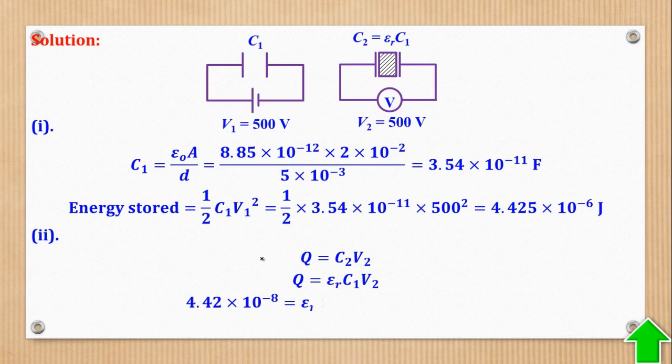Then from there I'll substitute. I know Q, epsilon r I don't know, C1 I know, and V2 I know. Therefore my work is to make epsilon r the subject, and it comes to this, and that's what they wanted.